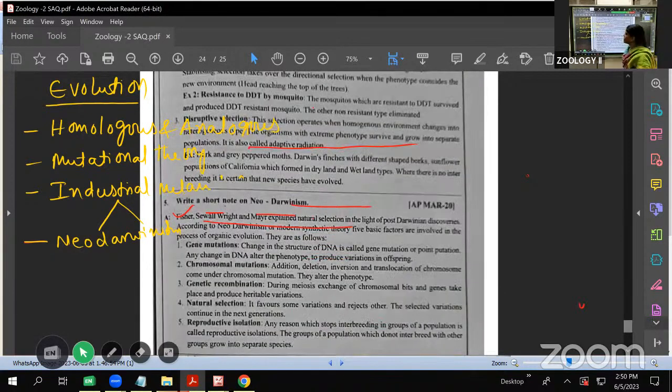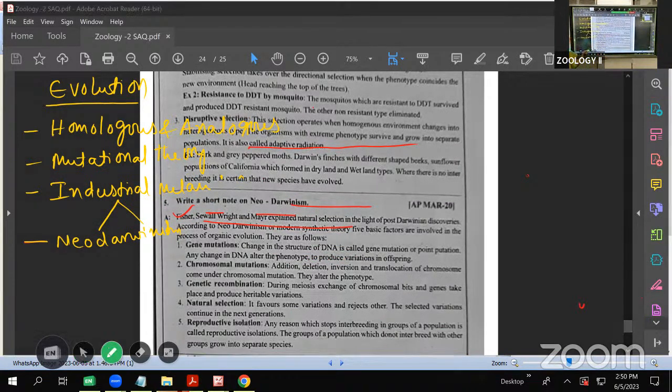In this there are only 5 points. You remember this one mainly. What are they? The first is gene mutations; put these as headings. The chromosomal mutations, genetic recombinations, natural selection, and reproductive isolation. Here I already explained twice, so no need to explain again. The 5 headings are important. Fisher and Sewall, these 2 scientists explained this, which is also called neo-Darwinism. One more name is there, called the modern synthetic theory.